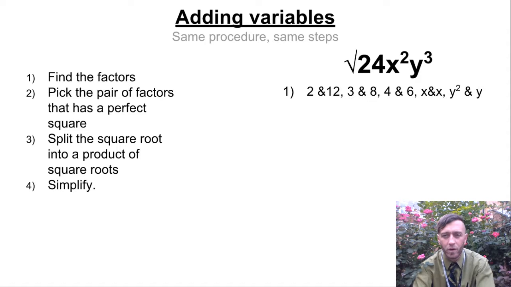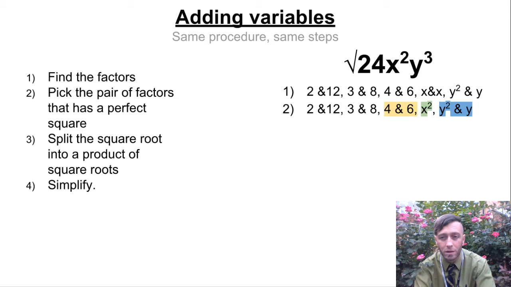All right, so our factors: 2 and 12, 3 and 8, 4 and 6, those are the factors for my coefficient. Now my factors for my variables, I've got x and x, that makes x squared, and then x squared and y. I need to try and find a perfect square for my coefficient and for each variable. So 4 is a perfect square, x squared is a perfect square, and so is y squared.